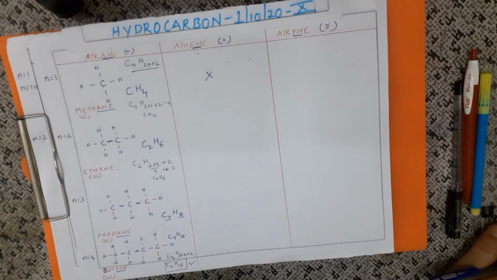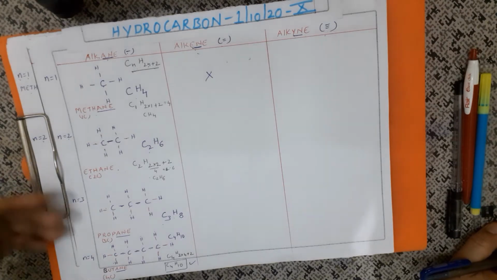What did we discuss in the previous session? We discussed the first category of hydrocarbons, that is alkane. What kind of bond does an alkane show? It shows the single bond between two carbons, and we have named it, isn't it?